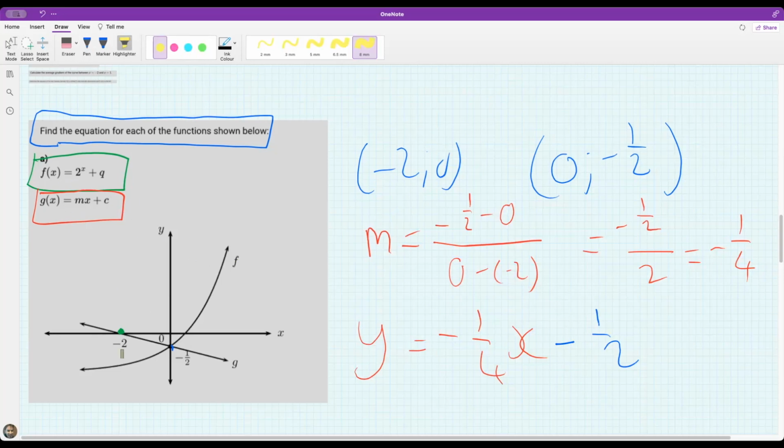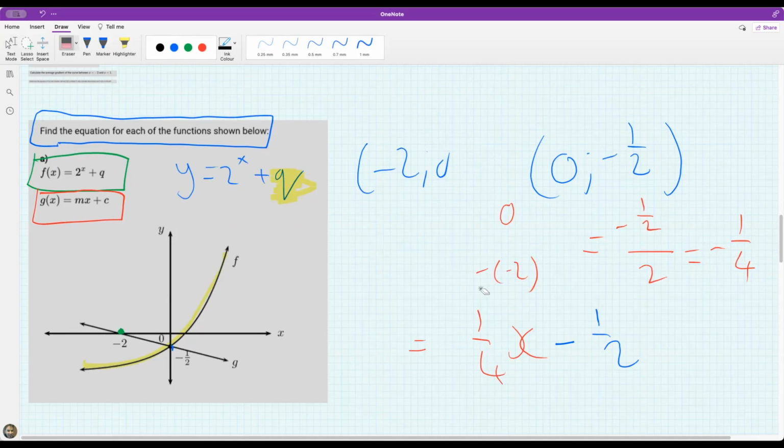Now we need to do this one. We need to find the exponential one. Now we know that its equation is of this format. So really all we need to find is what Q is. What are we going to do to help us find Q? Yeah. So you're just going to have to sub in X and Y. The question is, what are you subbing in? And the key bit of insight is that the y-intercept is what you have here.